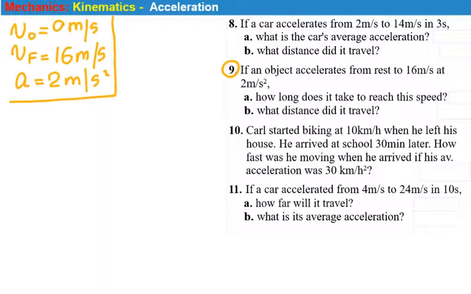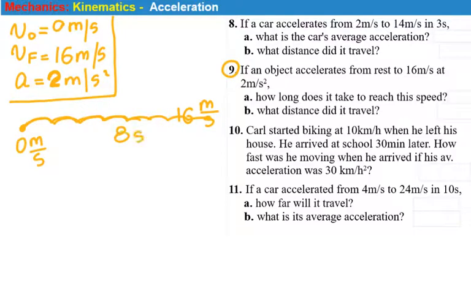So if I have 0 meters per second, before we start plugging in the numbers into the formulas, I want you to understand conceptually. So if I have 0 meters per second, how many times do I add 2 meters per second to get to 16 meters per second? And some of you say probably 8, right? So 1, 2, 3, 4, 5, 6, 7, 8. So it's going to take 8 seconds to get to 16 meters per second, because each second you add 2 meters per second.